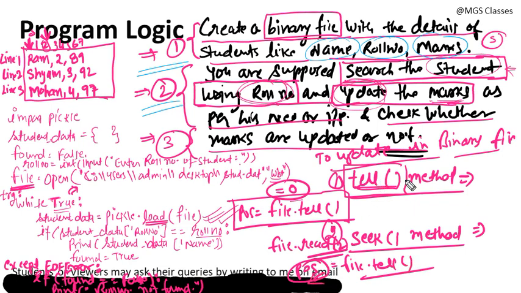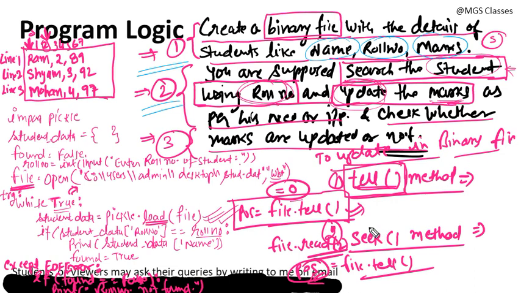So this is how you find the file position. If you want to know where the file pointer is actually pointing, you can use the tell method. The tell method returns the position of the file pointer. And what is the seek method used for? The seek method is basically used to go to a particular file position.